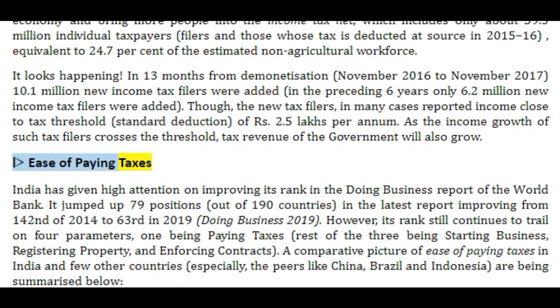Ease of paying taxes. India has given high attention to improving its rank in the Doing Business report of the World Bank. It jumped up 79 positions out of 190 countries in the latest report, improving from 142nd in 2014 to 63rd in 2019, Doing Business 2019. However, its rank still continues to trail on 4 parameters, one being paying taxes, the rest of the 3 being starting business, registering property, and enforcing contracts.